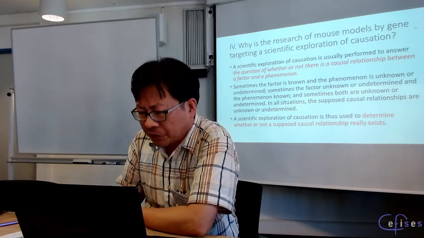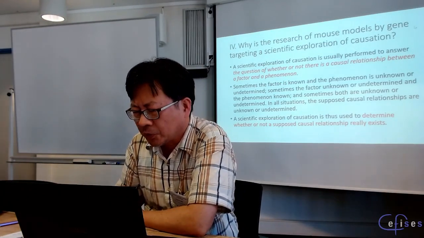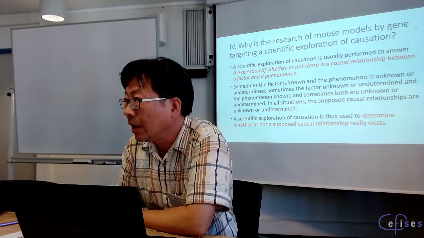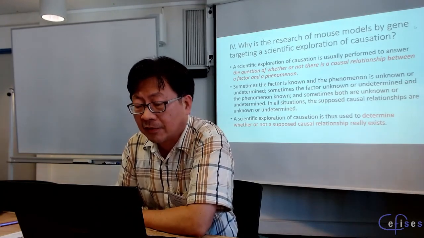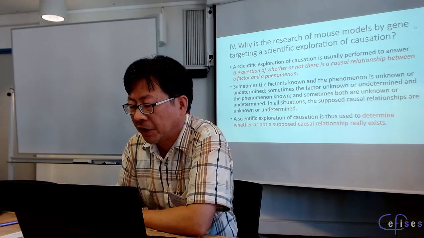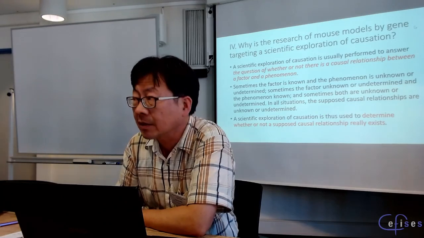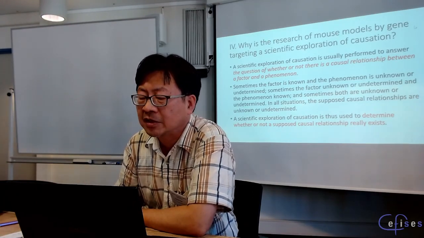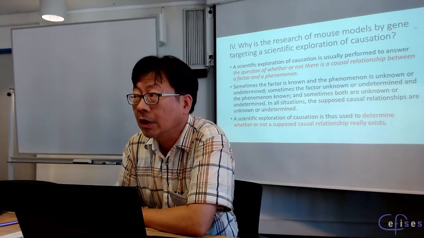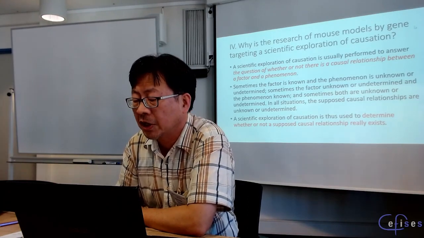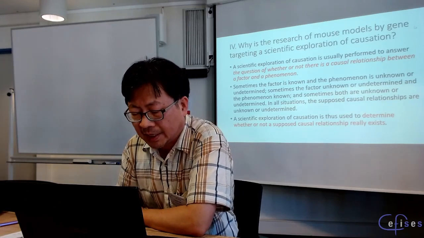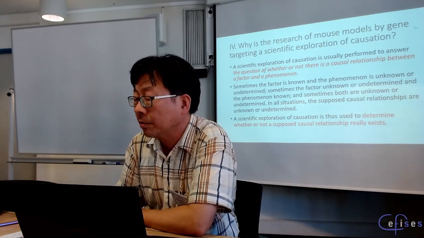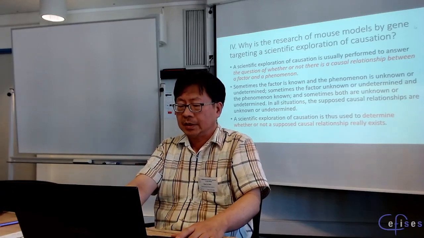A scientific exploration of causation is usually performed to answer the question whether or not there is a causal relationship between a factor and a phenomenon. Sometimes the factor is known and the phenomenon is unknown or undetermined. Sometimes the factor is unknown or undetermined and the phenomenon known. Sometimes both are unknown or undetermined. In all situations, the supposed causal relationship is unknown or undetermined. A scientific exploration of causation is thus used to determine whether or not a supposed causal relationship really exists.